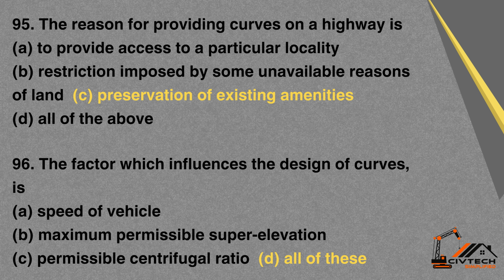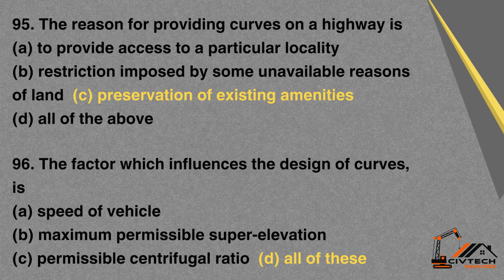95. The reason for providing curves on a highway is: A. To provide access to a particular locality, B. Restriction imposed by some unavoidable reasons of land, C. Preservation of existing amenities, D. All of the above. Correct option: C. Preservation of existing amenities.